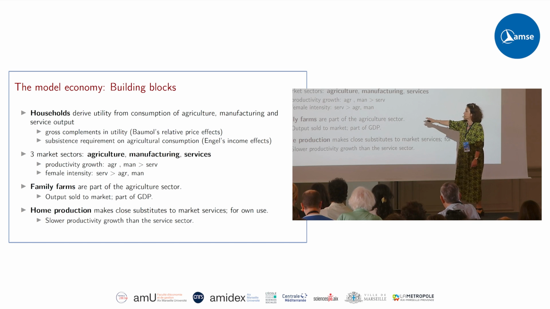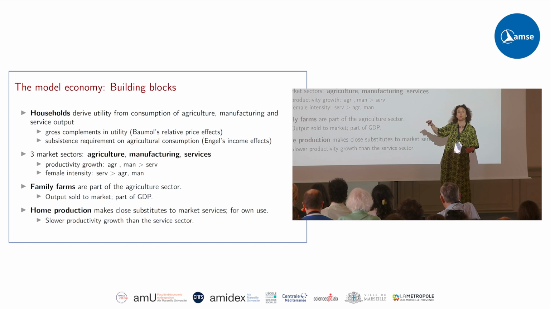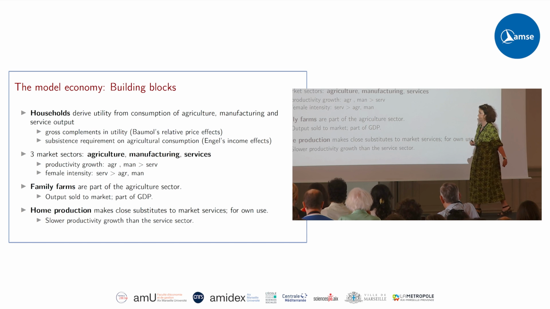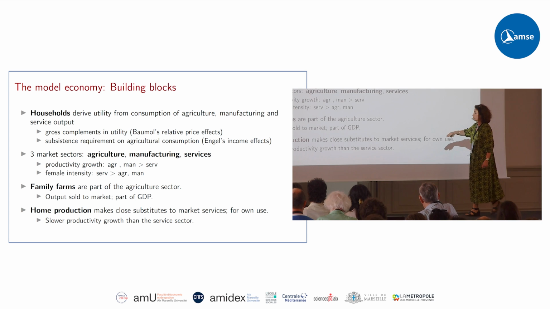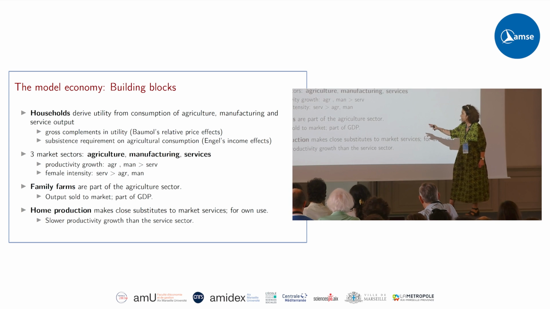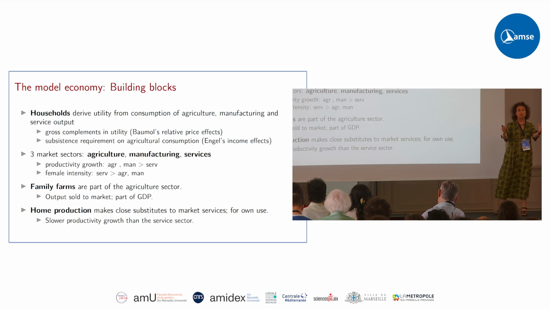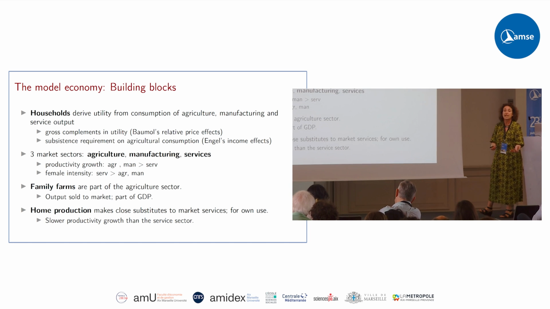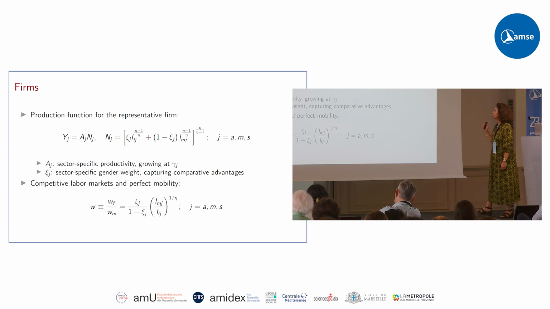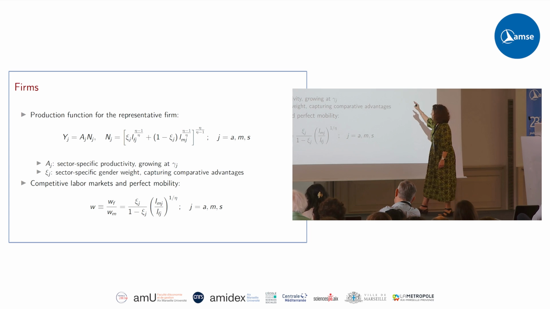The family farms are part of the agricultural sector. The output is sold to the market, belongs to GDP. Home production is producing home services like childcare and cleaning that are close substitutes to similar market services. Okay? In home production, which is part of the big service sector, there is lower productivity growth than in the market service sector, because the market service sector can better implement innovation, technology adoption, economies of scale, which do not happen inside the home.